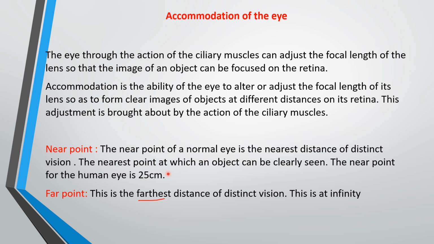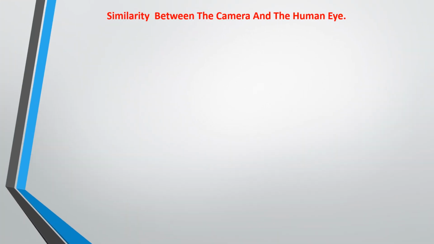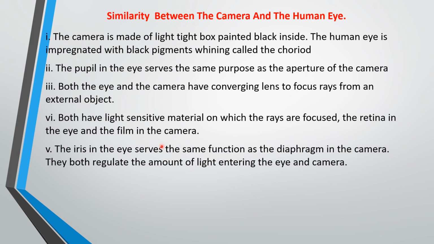Then we will now also look at some similarities and differences between the eye and the camera. So these are some of the similarities between the eye and the camera. One of them is that the camera is made of a light-tight box painted black inside, while the human eye is impregnated with black pigments within called the choroid.